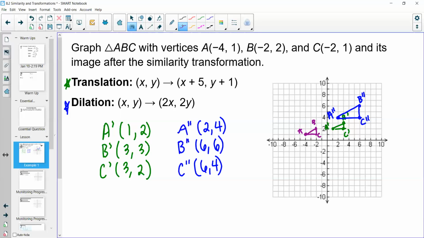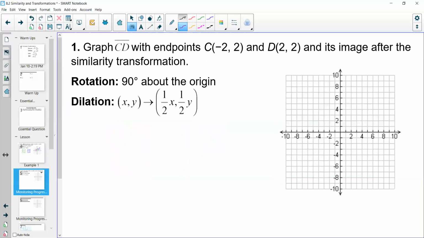This was our original triangle here in purple, and it both went over, it went up, and it enlarged. So we actually did multiple transformations here all at once. So what we're going to do in this video is look at what happens every time we transform it. And we're just going to do a couple of examples so that we can look at these different types of transformations. Now this next one here involves a rotation and a dilation.